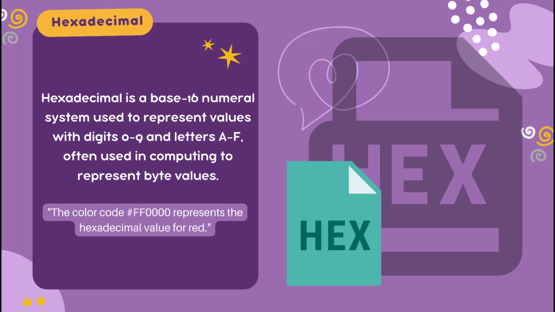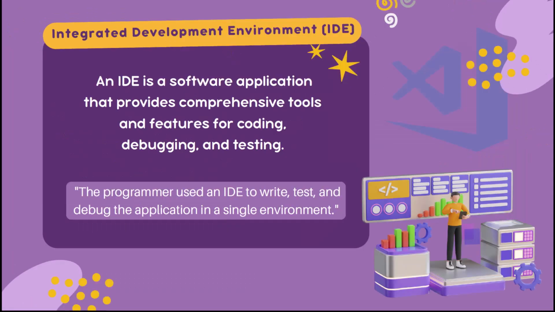Hexadecimal. Hexadecimal is a base 16 numeral system used to represent values with digits 0 to 9 and letters A-F, often used in computing to represent byte values. Example: the color code #FF0000 represents the hexadecimal value for red. Integrated Development Environment, IDE. An IDE is a software application that provides comprehensive tools and features for coding, debugging, and testing. Example: the programmer used an IDE to write, test, and debug the application in a single environment.